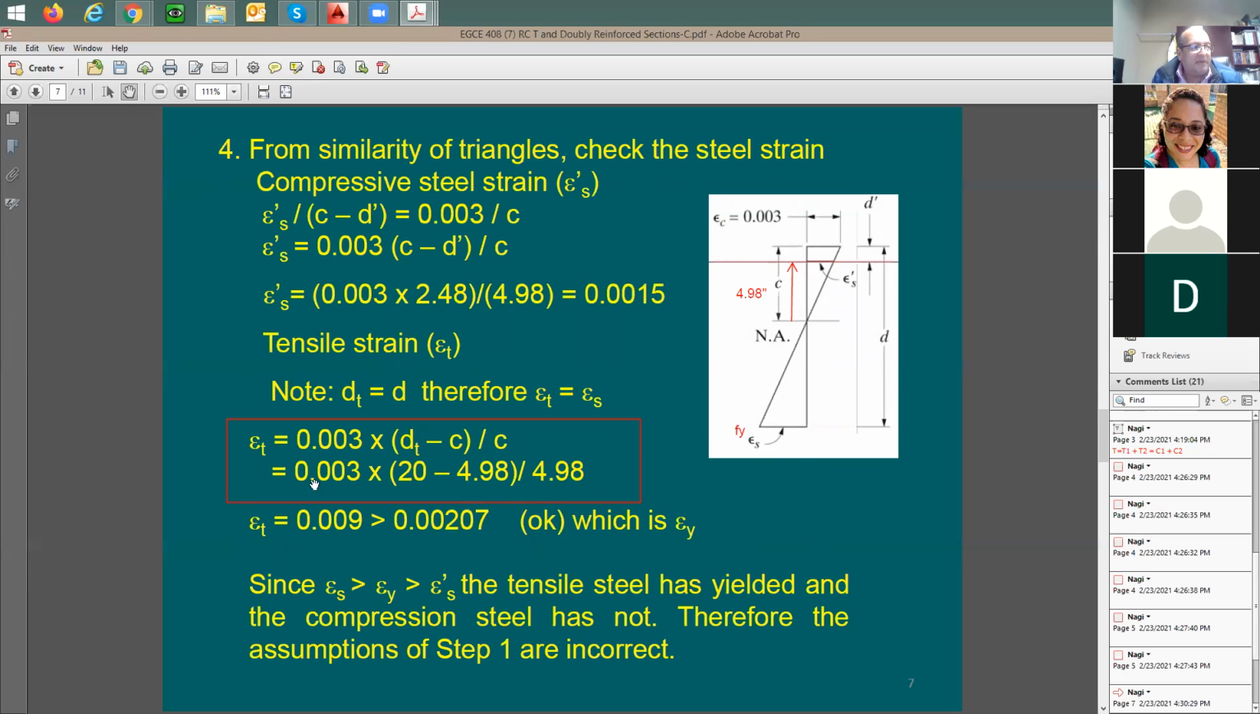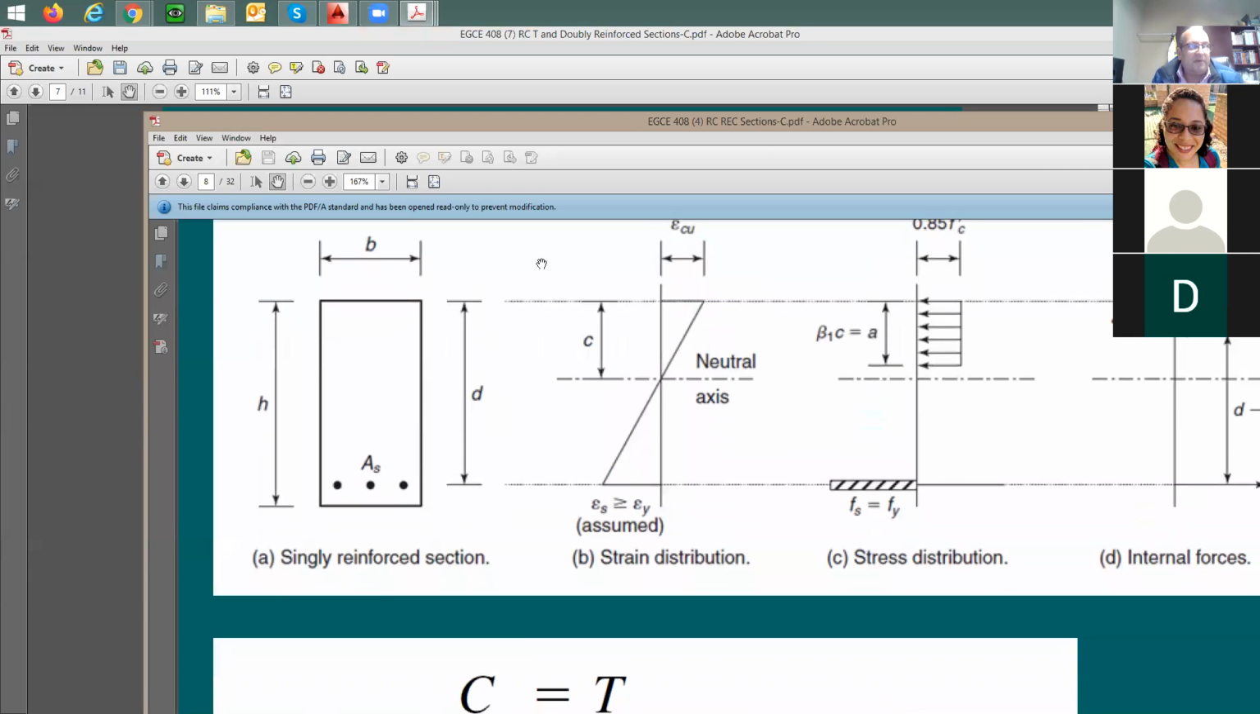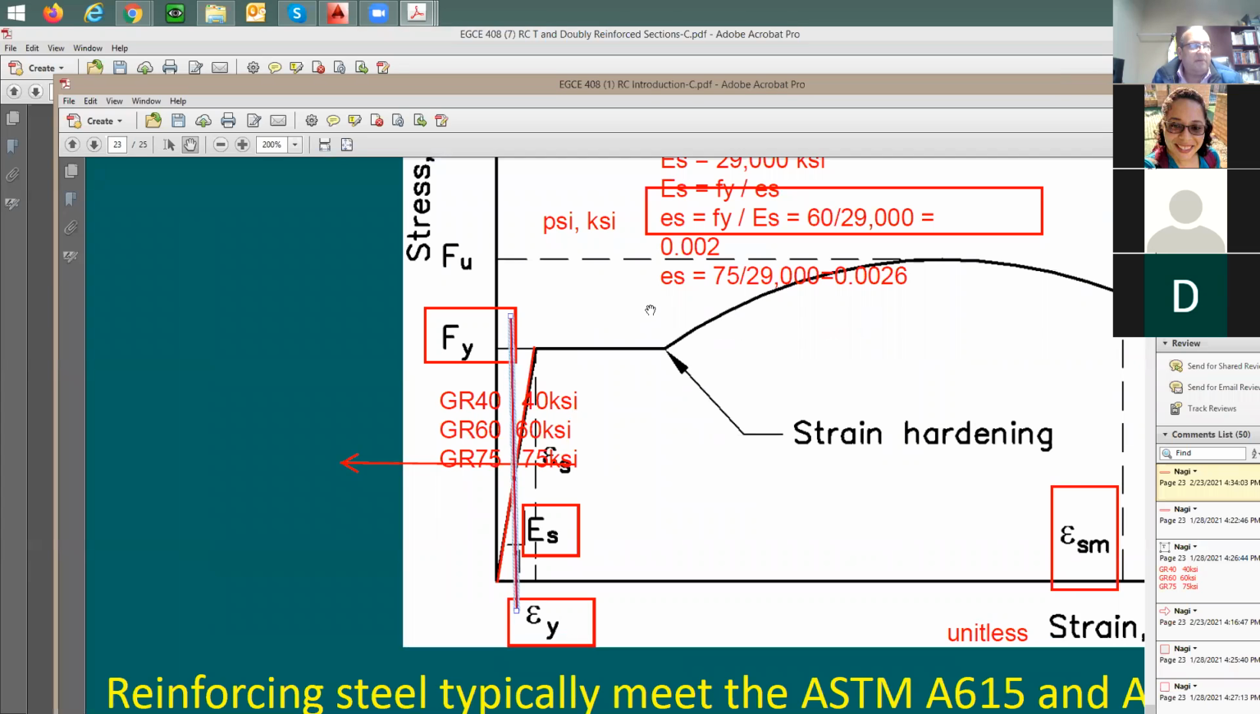Based on this analysis, I found that the strain in the steel is going to be right here. The strain is going to be a high strain value. So I'm good, I'm going to be at Fy level.